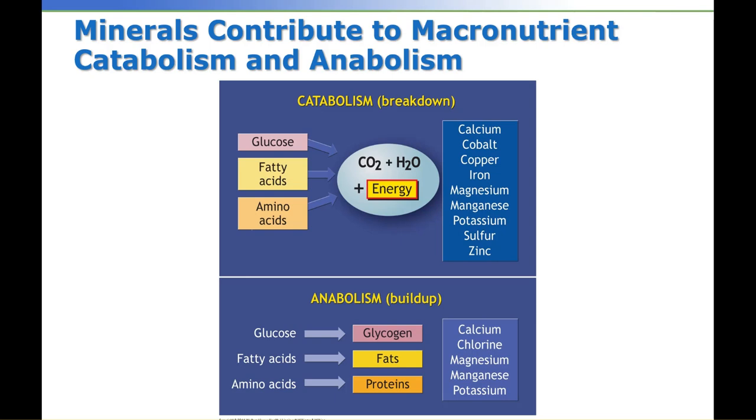They also create breakdown of these substances: calcium, cobalt, copper, iron, magnesium, manganese, potassium, sulfur, and zinc. The buildup, or anabolism, which is on page 63 in the book: from glucose, you get glycogen, which is stored in the muscle and liver. Fatty acids are stored as fats. Amino acids create proteins; amino acids are the building blocks of proteins. And then they're also creating calcium, chlorine, magnesium, manganese, and potassium. So that's what minerals do.